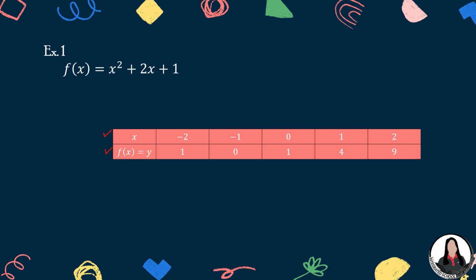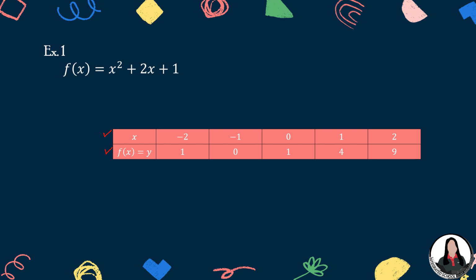When we substitute the value of negative 2 as x in our function, the value of f of x becomes 1. When we substitute negative 1 in our quadratic function x squared plus 2x plus 1, then f of x becomes 0. The same is true with 0, 1, and 2. When we substitute them, the values of our f of x become 1, 4, and 9 respectively. That is the structure of our table of values.